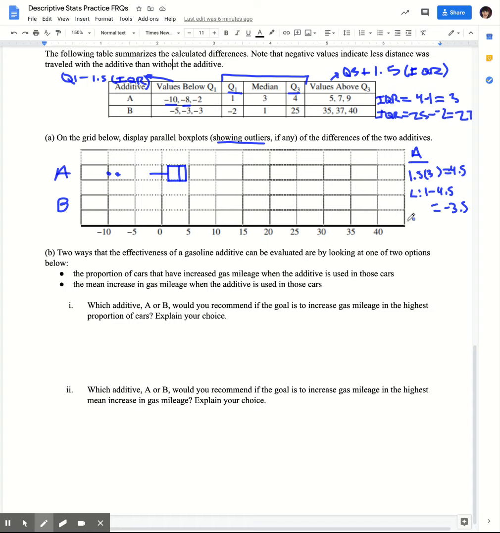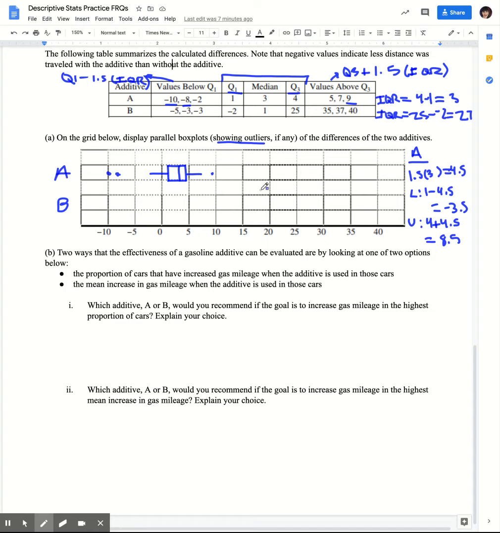Okay, now for my upper outlier, that would be quartile 3, which is 4, plus 1.5 times IQR, which is 4.5. So that's positive 8.5. So any number above 8.5 is an outlier. And so 9 is an outlier. So I'm going to put a little dot for 9, and then my next highest number is 7. So that is where my whisker would start. Okay, so that is your box plot for additive A.